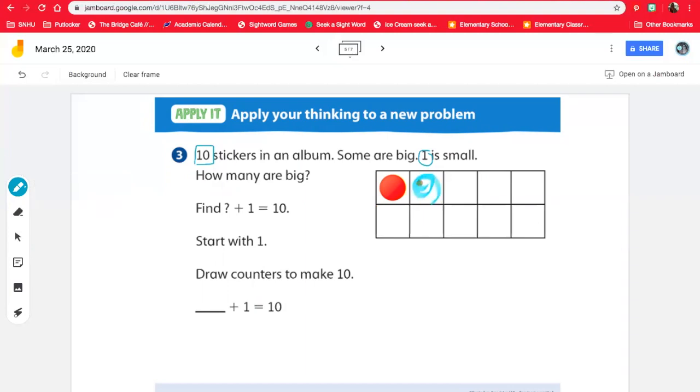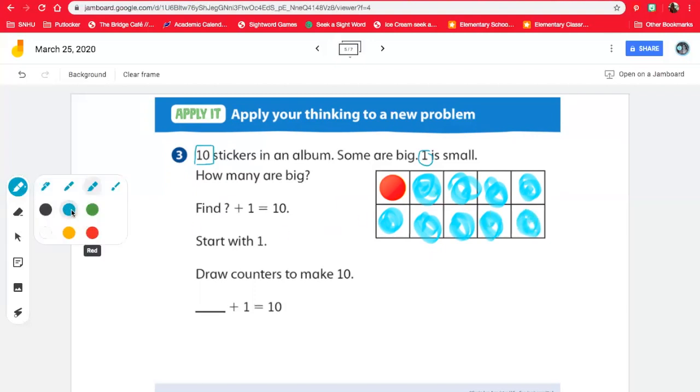So we have 1, 2, 3, 4, 5, 6, 7, 8, 9, and our 10 frame is full. How many big stickers were there? 1, 2, 3, 4, 5, 6, 7, 8, 9. There were 9 and 1 small sticker.